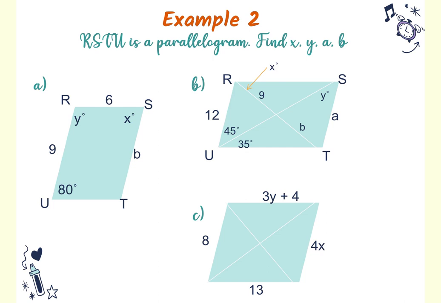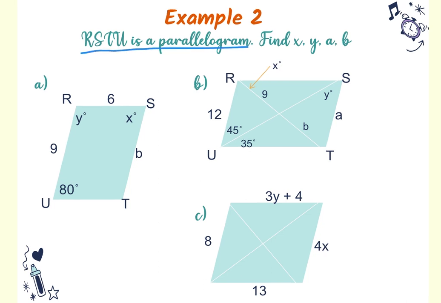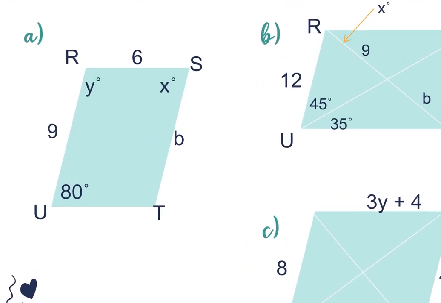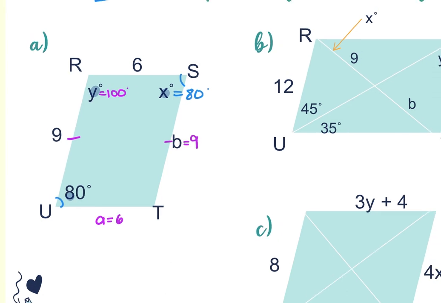Example 2 says RSTU is a parallelogram, and then we're going to find all the missing values, X, Y, A, and B. So if we look at A first, X is opposite the 80, so X is 80 degrees. X and Y, or 80 and Y, are consecutive. They're going to be supplementary, which means Y is 100 degrees. And then opposite sides are congruent, which means B is 9. If there was an A down here, A would be 6.